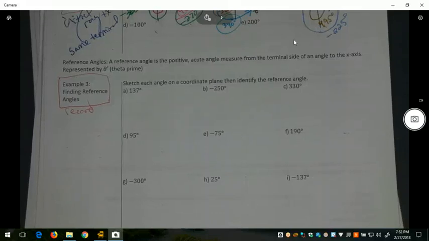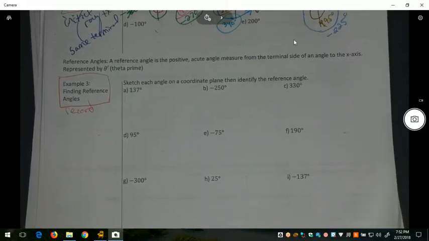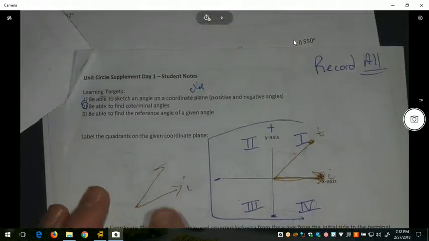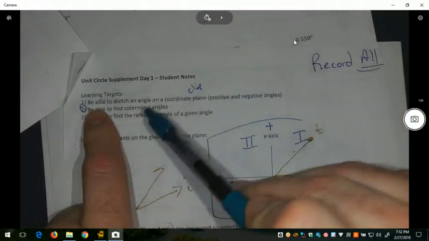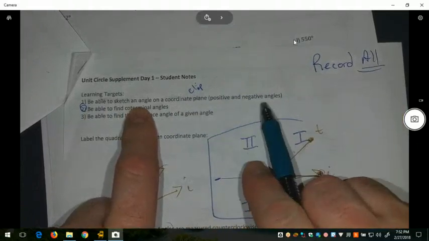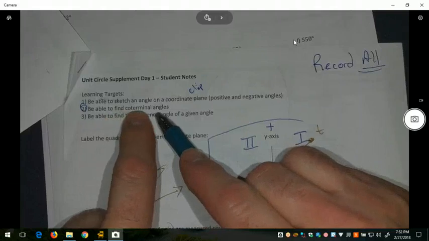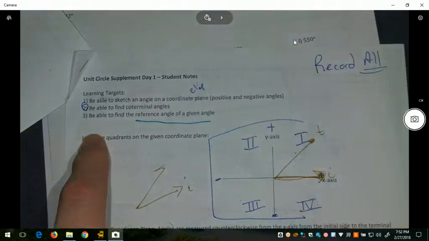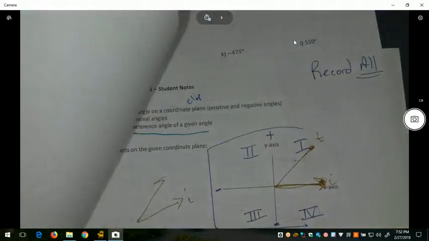Reference angles. Example 3 of day 1 of the unit circle supplement notes. We've already covered in clip 1 being able to sketch an angle on the coordinate plane, both positive and negative angles. In clip 2, being able to find coterminal angles. And now in clip 3, we're going to be able to find the reference angle of a given angle.